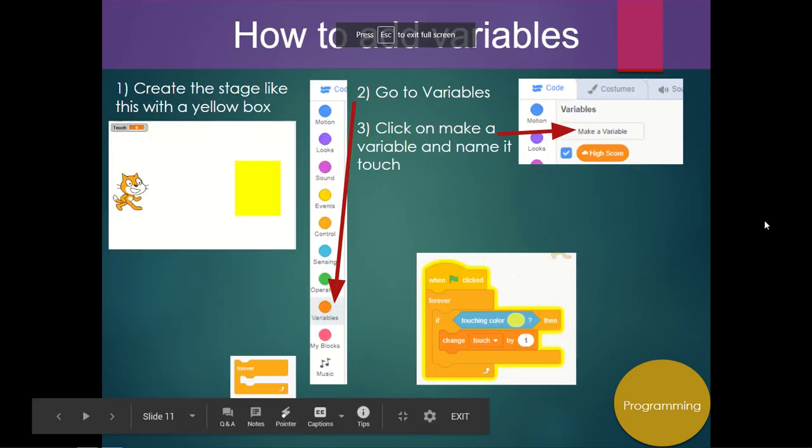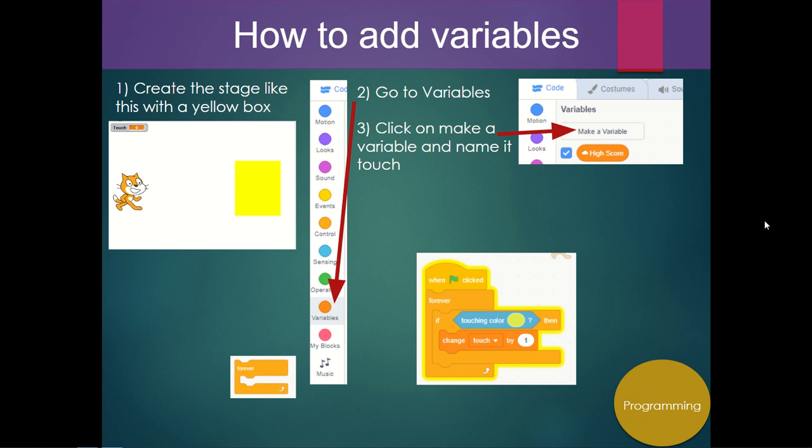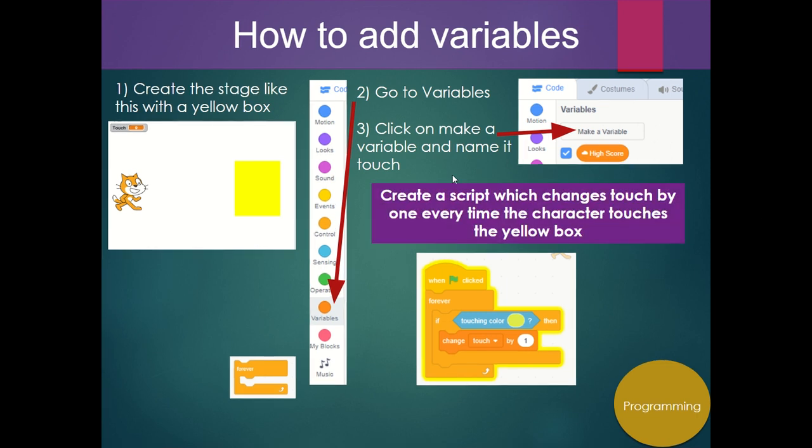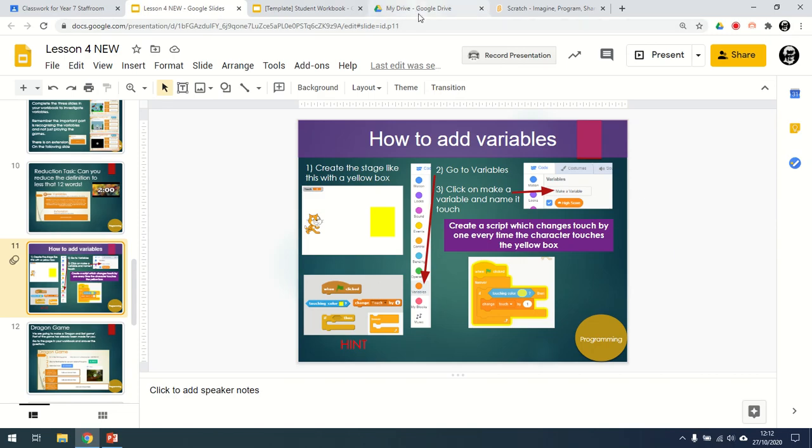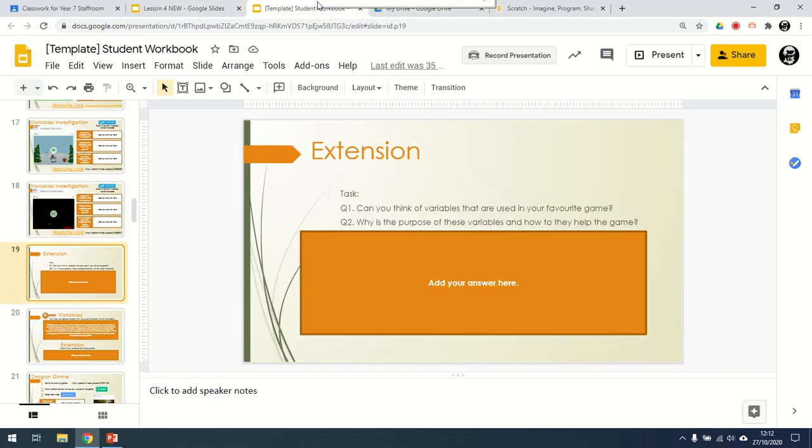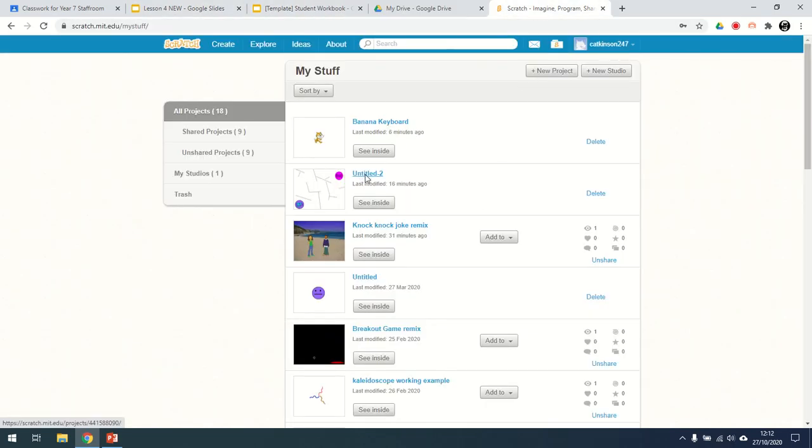I'm going to show you now how to add a variable to your game. Remember, something that could change. This could be a score, it could be points, and I'm sure you've seen them in lots of games before. So first of all, to add a variable, I'm going to add a variable in my maze game. So here is my maze game.